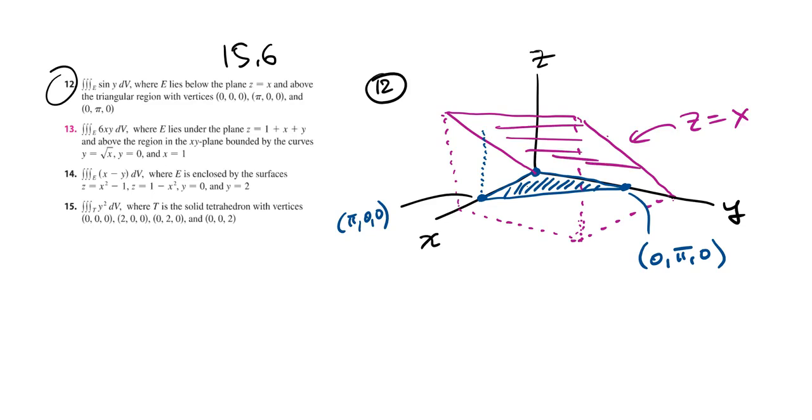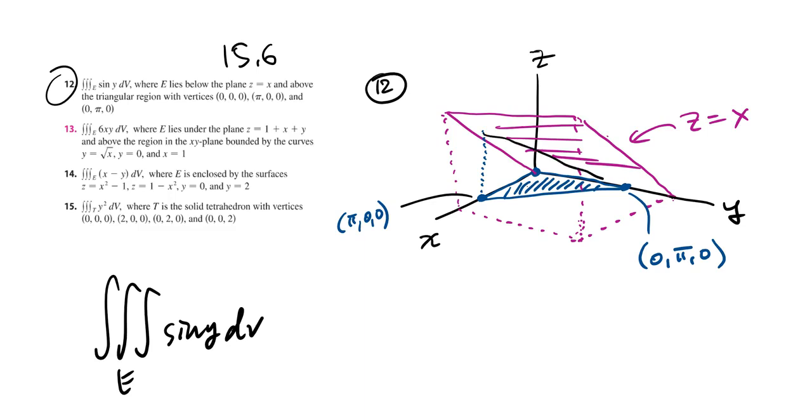And we are doing the triple integral of sine of y dV over E. So E is this piece right here, kind of, let me do this in blue. It's this piece in here between these regions. It's the blue piece. So it's the solid.